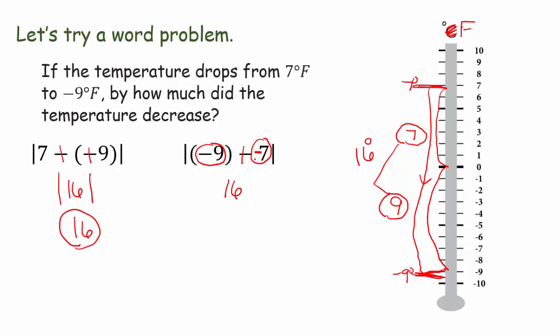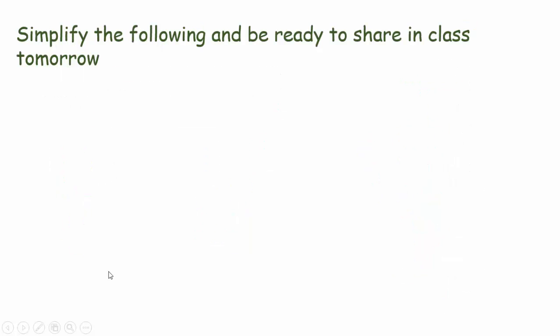What do I have more of? Well, all I have is negatives running around. I have 9 negatives here. I have 7 more negatives there. I have 16 negatives. And how far is -16 from 0 on the number line? 16 units. Therefore, that turns out to be a +16.